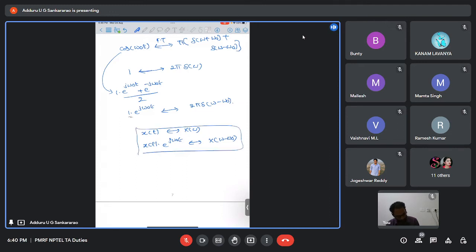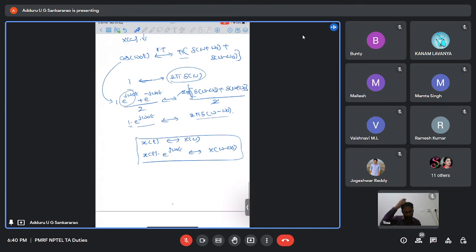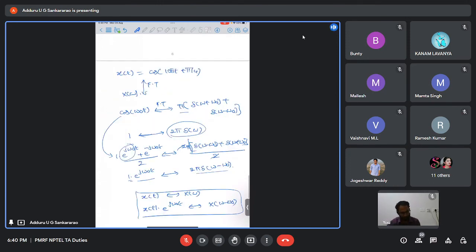This property I am using. For 1, 2 pi delta of omega we know. Now into e power j omega naught t, it is shifted. So for this, 2 pi into, for the first one, delta of omega minus omega naught. For the second one, delta of omega plus omega naught, by 2. This 2 will get cancelled. So we'll get pi into delta of omega plus omega naught plus delta of omega minus omega naught. So that is the Fourier transform of cos omega naught t.